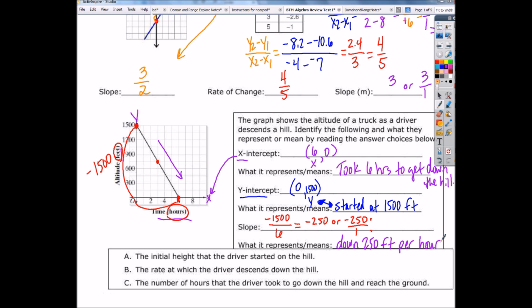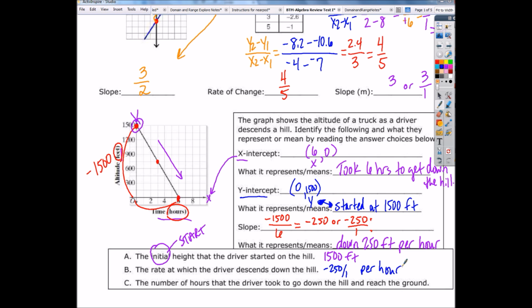Next answer choices are the initial height that the driver started on the hill. Well, the initial, I like to say that's where did I start? So we already said we started at 1,500. So 1,500 feet. That's the initial value there. The rate at which the driver descends down the hill, we already know, is 250 per hour. If you want to say per hour, you can.